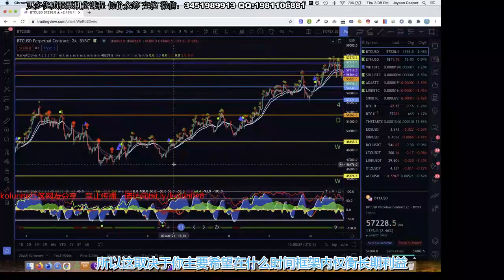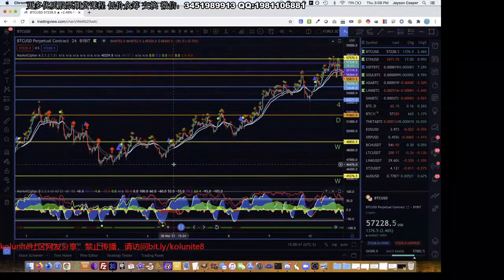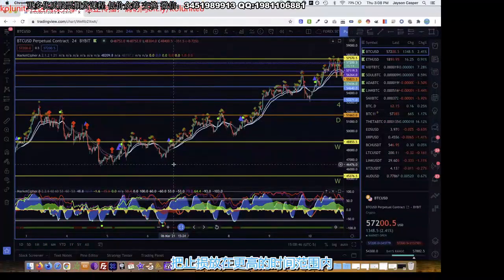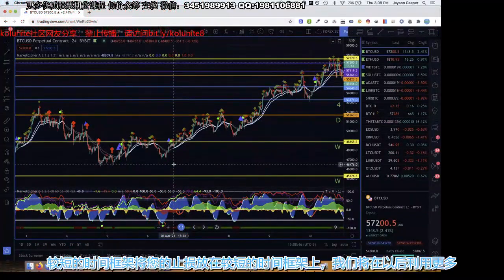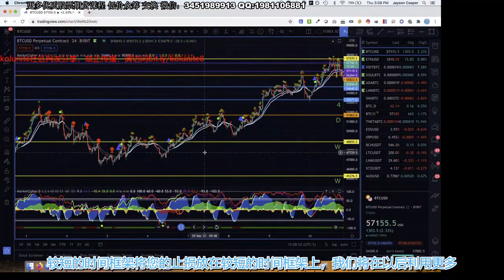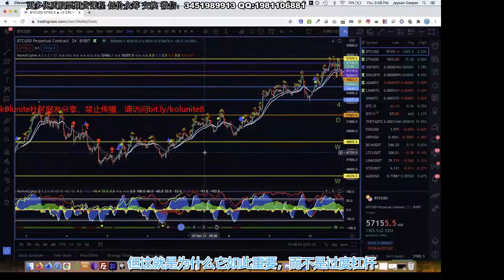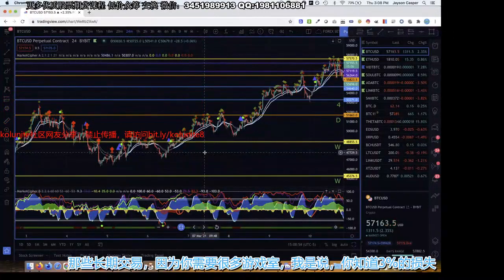So it depends on what time frame you're primarily looking to trade off of. Longer term time frames, if you're looking to hold that trade overnight and multiple days, put your stop loss on the higher time frame. Shorter time frames, put your stop loss on the shorter time frame. And we're going to get into leverage more later, but this is why it's so important not to over leverage those long-term trades, because you're going to need a lot of playroom, right?